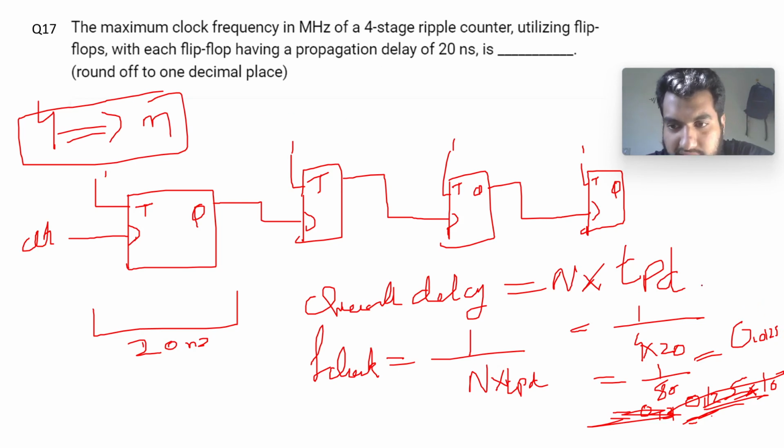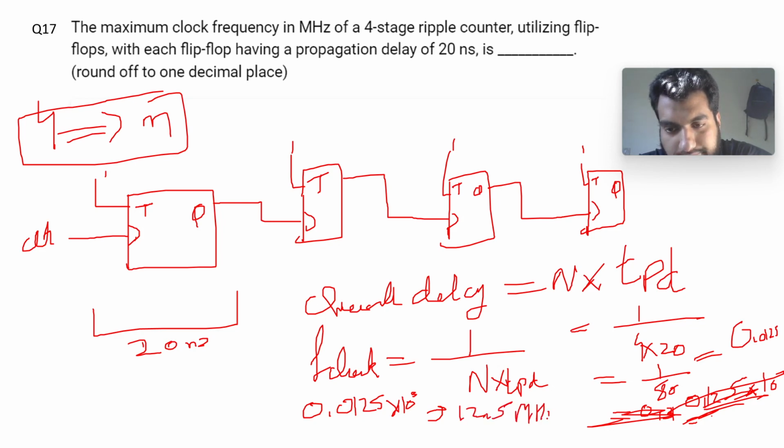But we have to write the answer in megahertz. This thing is in gigahertz. Why? Because I have written 20 directly here, this is 20 nanoseconds. So 0.0125 multiplied by 10 to the power 3 will give me the answer in megahertz. So that is 12.5 megahertz.